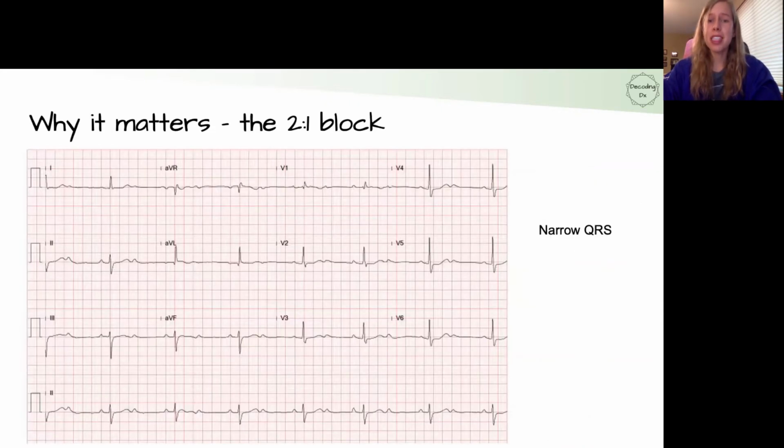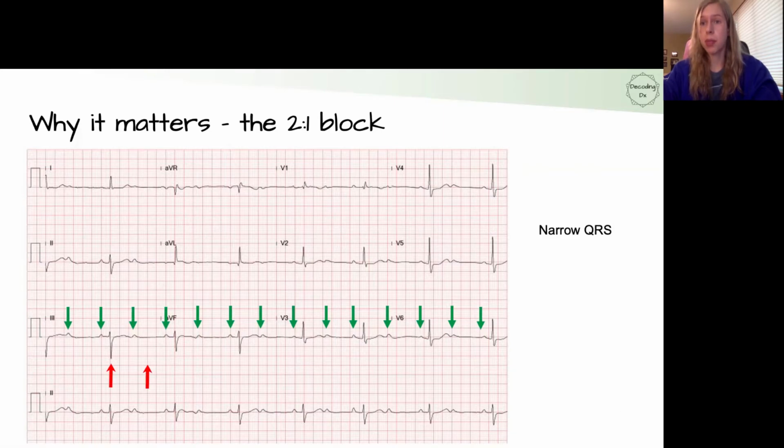Why this matters is because if we have a 2 to 1 block, we can't definitively call it a Mobitz type 1 or a type 2. This is really problematic because do we treat it as benign or do we need to put in a pacemaker? So in this instance, you can see the P waves here with the green arrows. It's a 2 to 1 block. We have P wave QRS, P wave block, P wave QRS, P wave block. So we can't look at the PR intervals to see if they're prolonging or not.